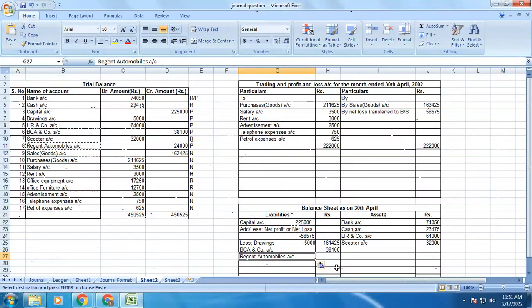The names of persons or organizations that we write on the liability side, these people are known as our creditors. People to whom the business owes money. Those to whom the business has to make payment in future are called creditors. And the ones who are going to pay the business in future are your debtors. So LIR and company is your debtor, while BCA and company is your creditor. Okay, and this debtor and creditor term is normally used for suppliers as well as your customers.